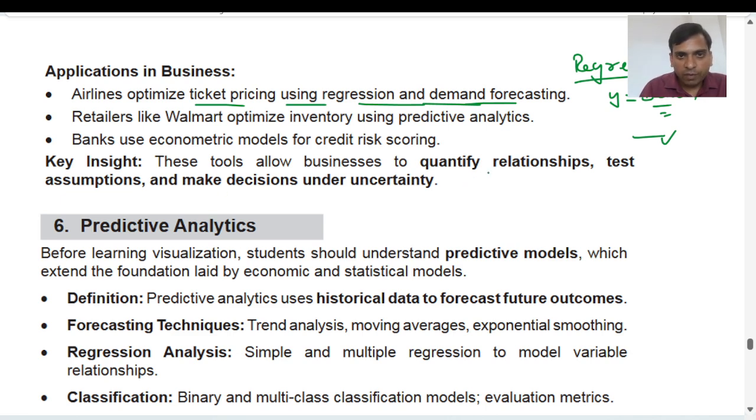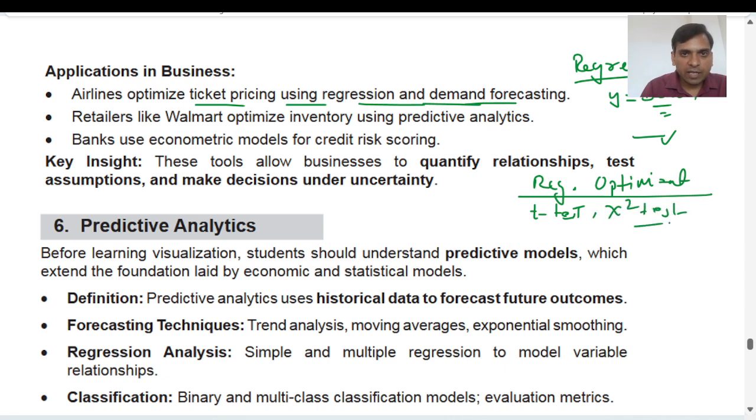So by using all these concepts, using regression analysis, using optimization methods, and using multiple tests like the t-test in stats, chi-square test, and multiple other types of tests, you can make decisions in an uncertain environment, when things are not fixed, or we can say a probabilistic environment.